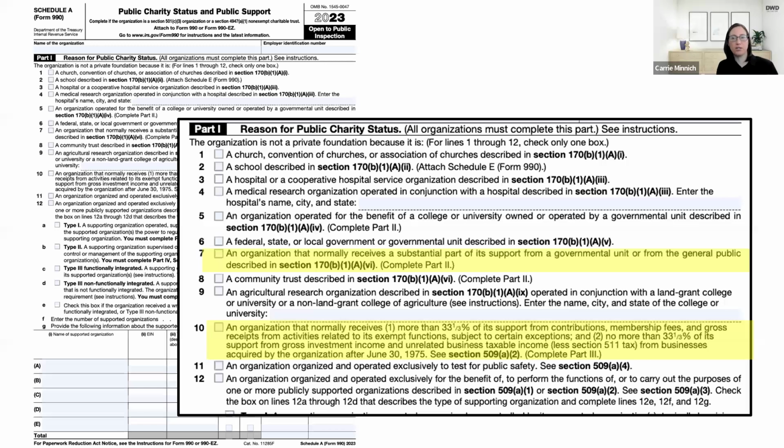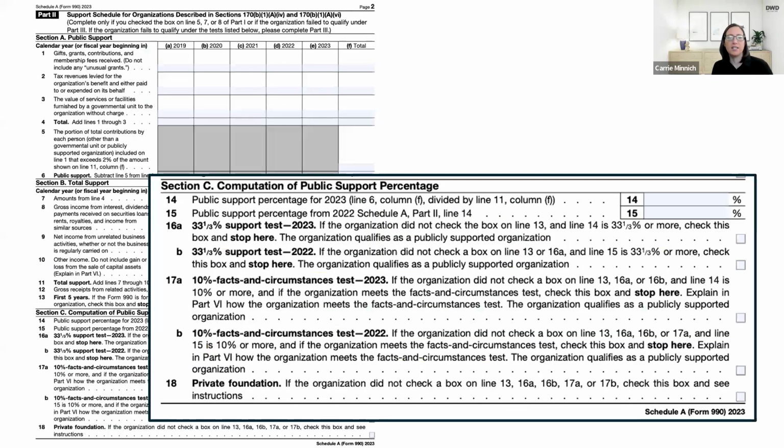Now, this does not change every year. The IRS has already told you which one you are when you apply for tax exempt status. So you're going to go to your IRS determination letter to look for sure what you are. And that number, that's what you are. It doesn't change. So once you've answered this, then the IRS is going to do this support test.